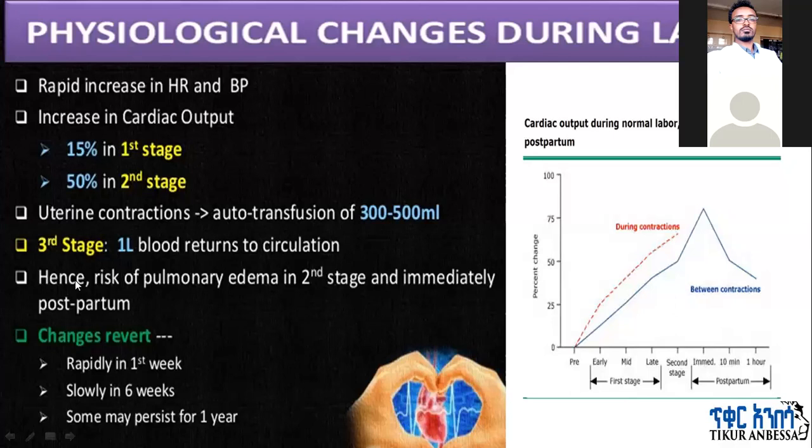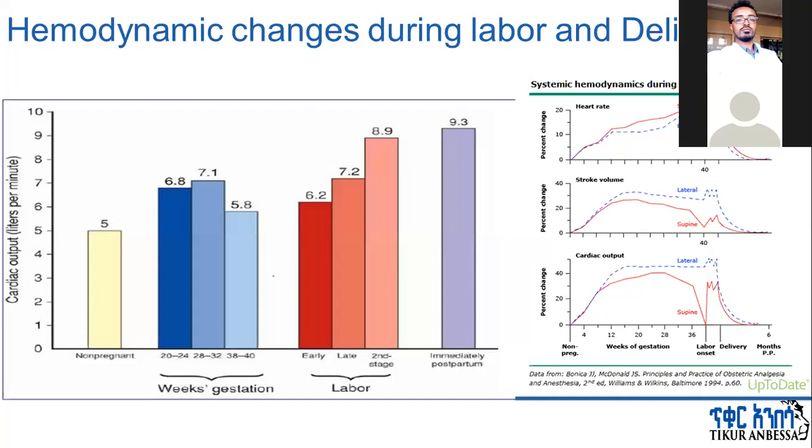And during the third stage of labor, because of relief of the caval compression and also release of blood from the contracting uterus after the delivery, there will be 1 liter of blood returning to the systemic circulation. Hence, patients are at high risk of pulmonary edema immediately following delivery.